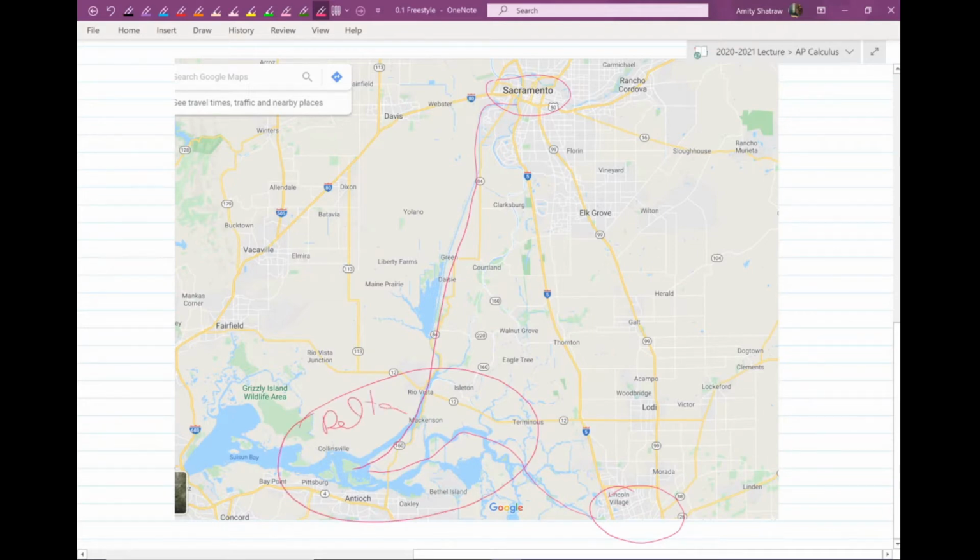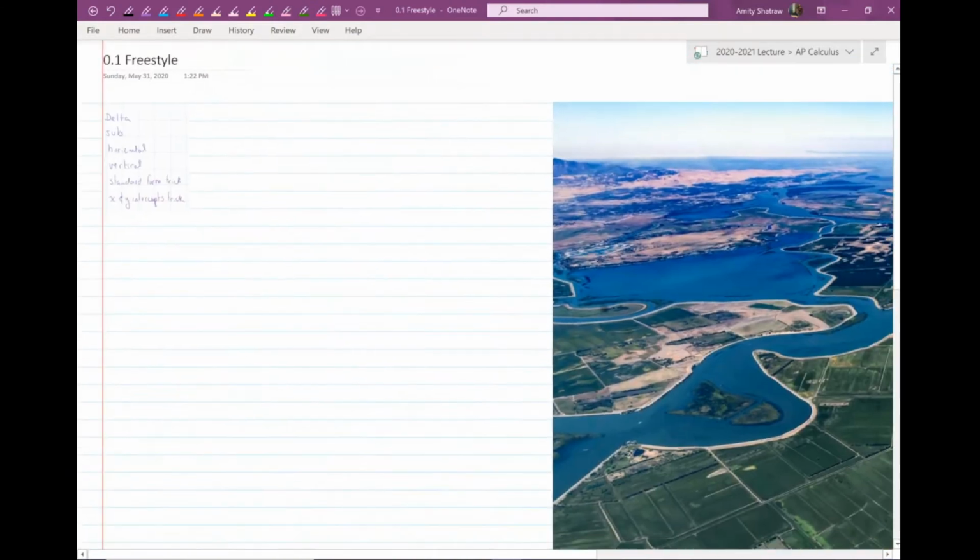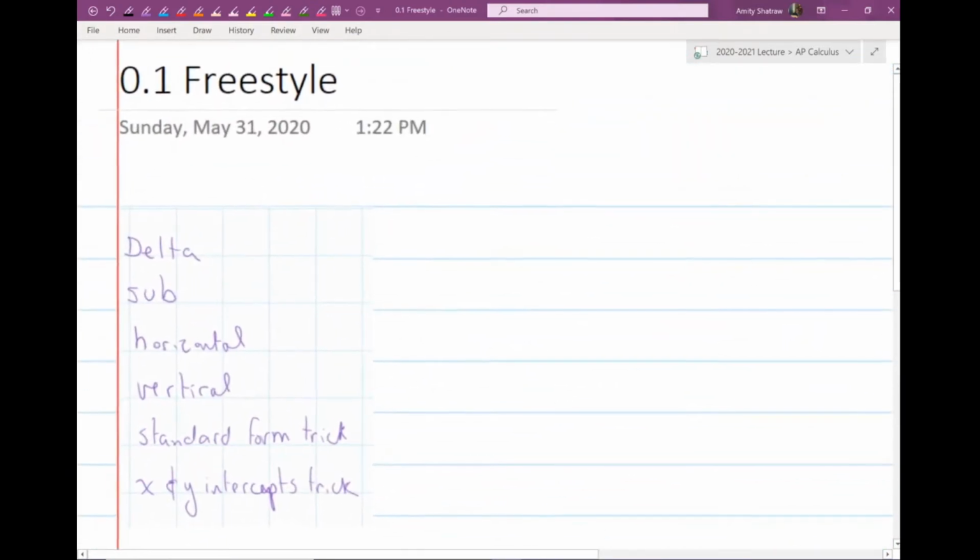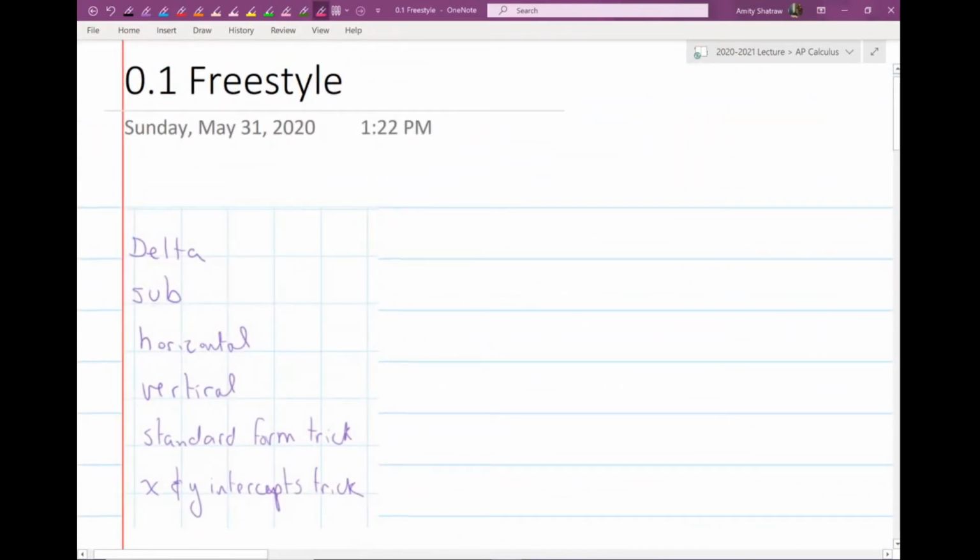I mention that because delta is an important vocabulary word in calculus. It means change. This is the Greek word for change. And that is going to be the main topic of what we are going to be studying over the course of this year, how things are changing.